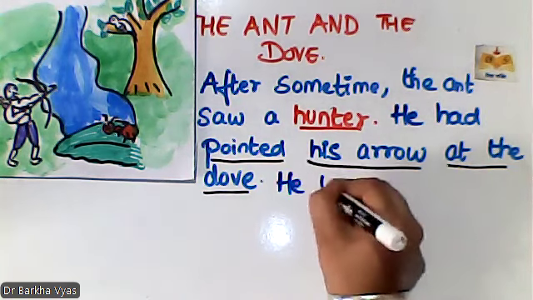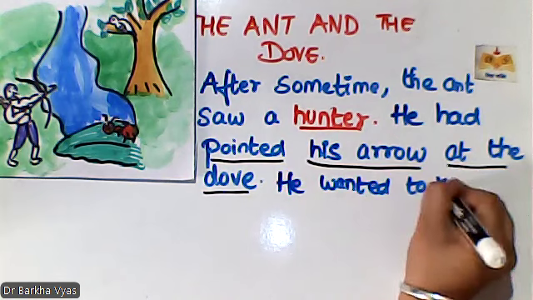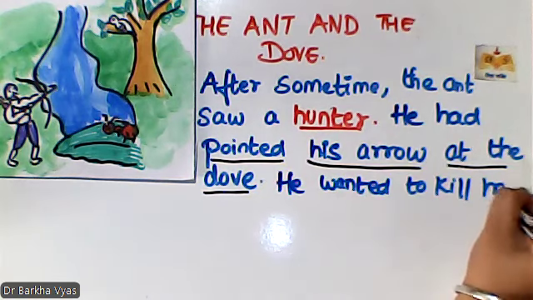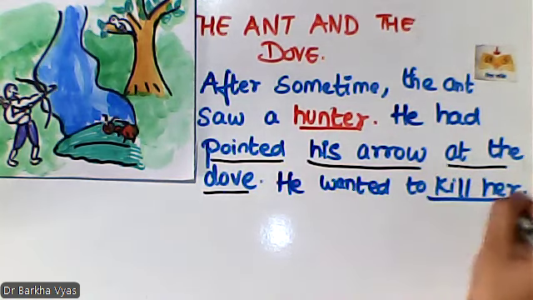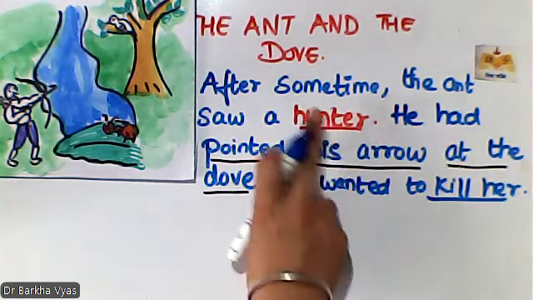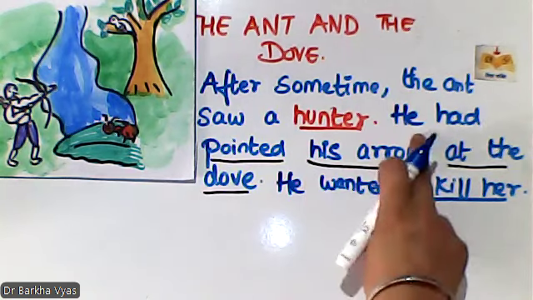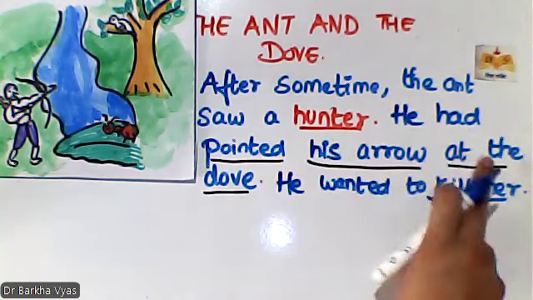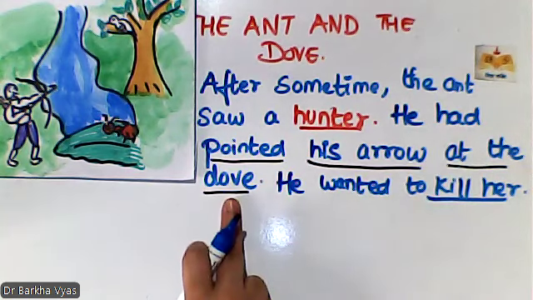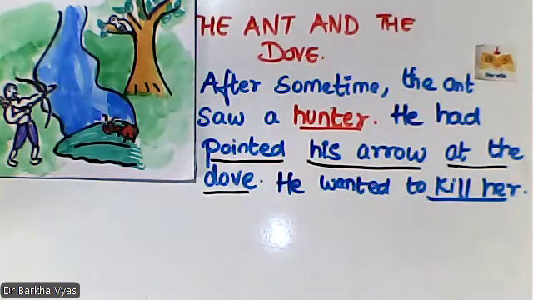He wanted to kill her. Who wanted to kill her? The ant or the hunter? The hunter. After some time, the ant saw a hunter. He had pointed his arrow at the dove. He wanted to kill her.